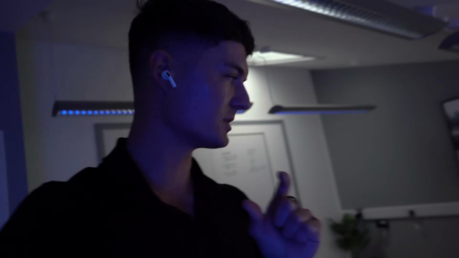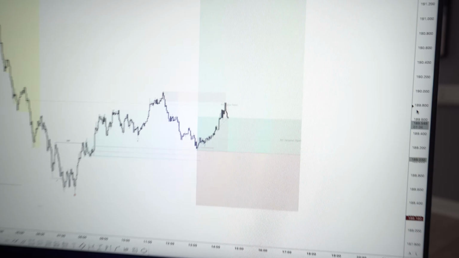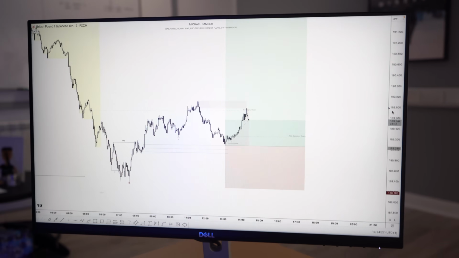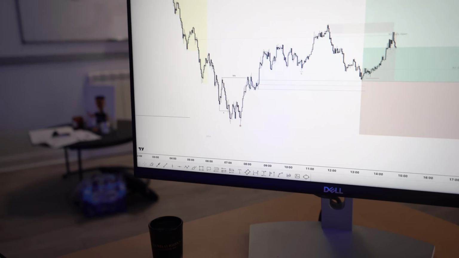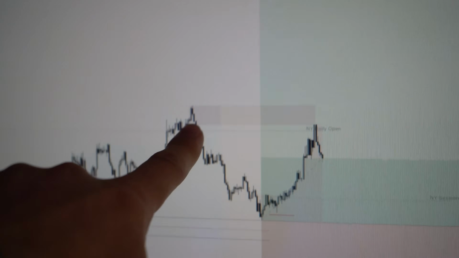So, you know how I was talking about those two key areas of price to monitor? Notice now how we have reacted from that second level. Let me turn the brightness down again. Can you see how price has reacted from this top area?